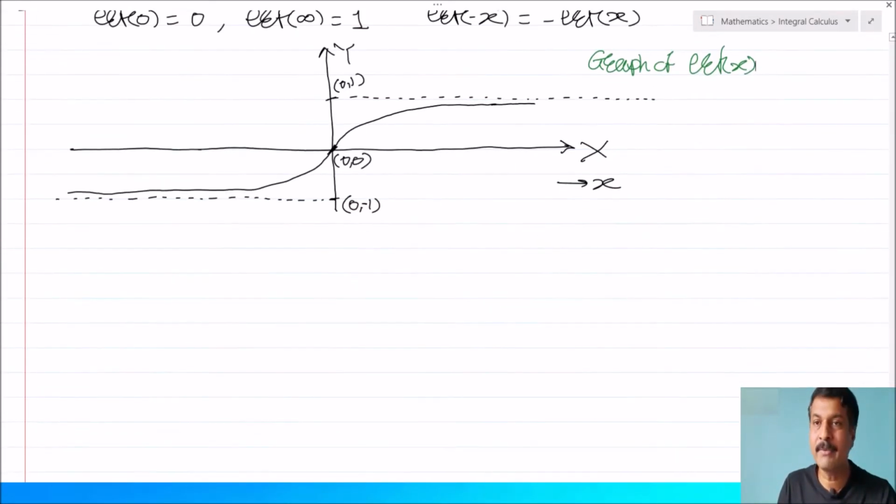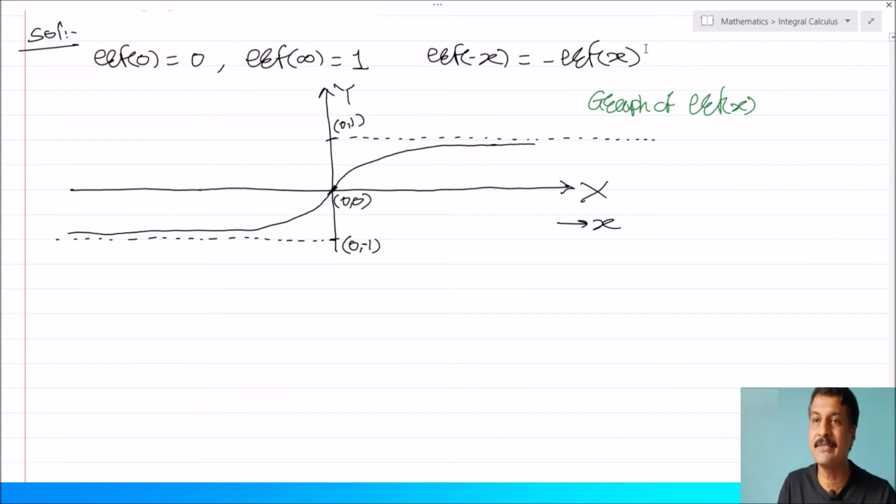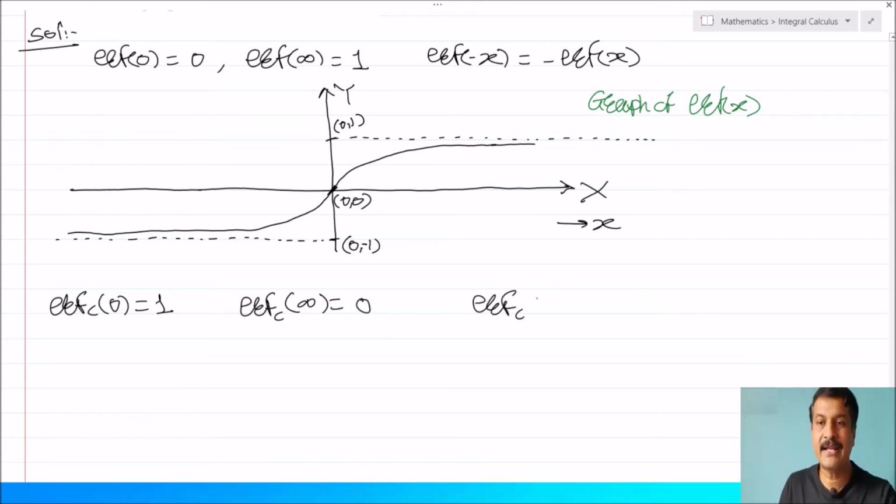Now what about the complement of error function of x? So by using these values, I can write here error function of x plus complement of error function of x equal to 1. So by using these values, complement of error function of 0 is equal to 1. Complement of error function of infinity is equal to 0. Also, what is the complement of error function of minus infinity? As the error function of minus infinity is minus 1, that is why it is equal to 2.